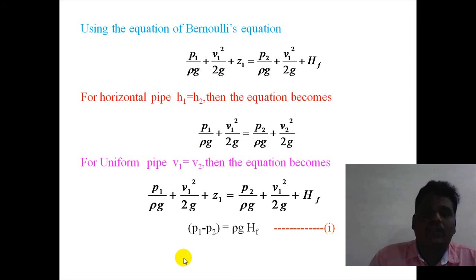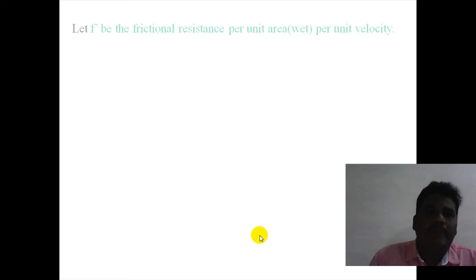Now by cancellation, this should be cancelled out, this remains the same. Whenever this remains the same, P1 by rho g minus P2 by rho g is equal to HF. Now we can write P1 minus P2 is equal to rho g HF. Consider it as equation 1.